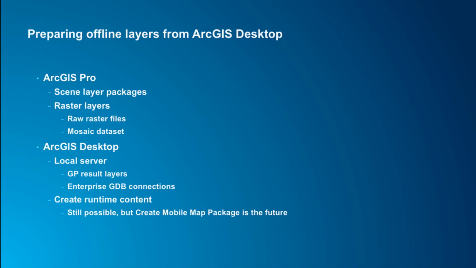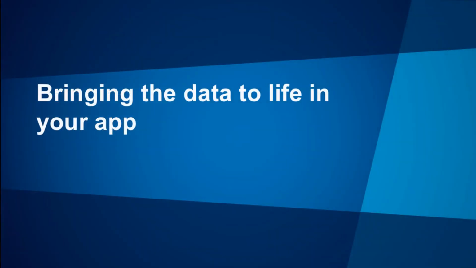You can still do that, but we recommend you to work with mobile map packages because that allows you to save a lot more information into the map itself, such as bookmarks, layer order, render overrides, and things like that. So that's really how you would prepare offline layers with the desktop products. Okay, so we've talked about working with maps. We've talked about preparing your data and the layer types you can create. Now let's look at how you actually use those layer types in your application and bring them to life.